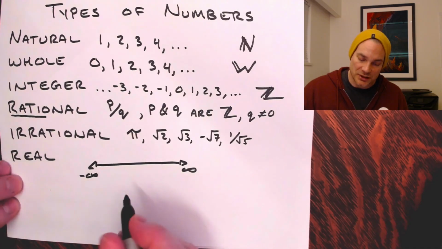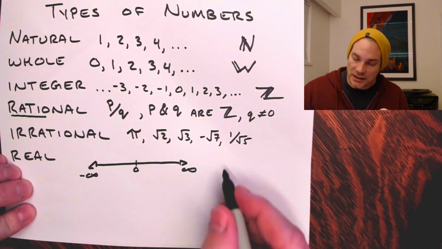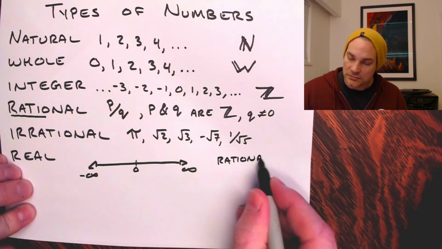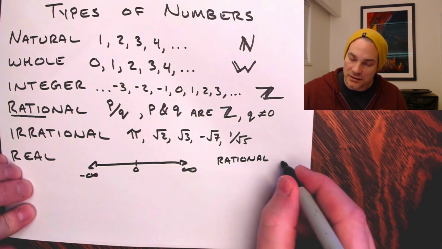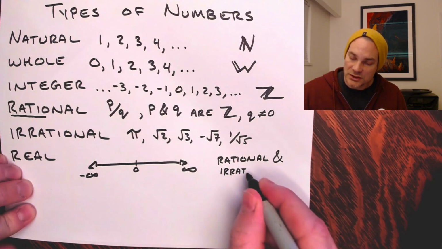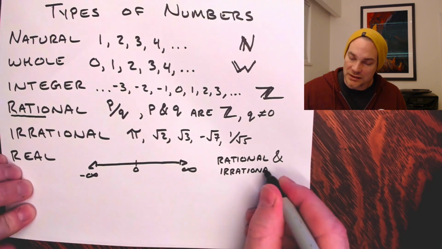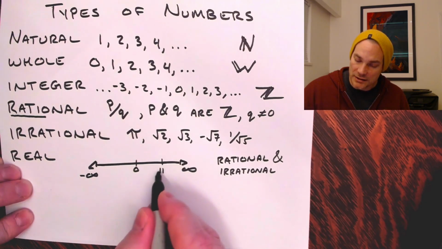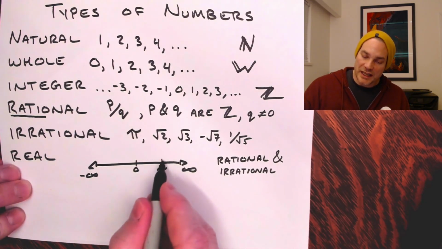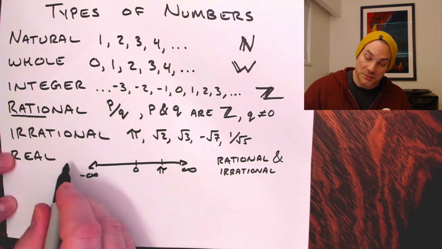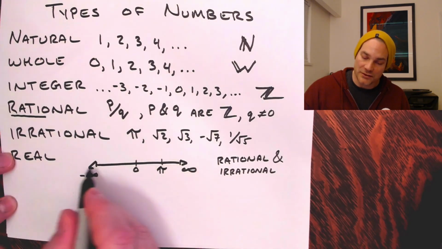So the real numbers are essentially the rational and irrational. So it's the set of both of these types of numbers. So here, if we were going anywhere like right at, let's say pi, we would have a circle, like a space, if we only had the rational numbers. But because we have the irrational as well, we have this solid line.